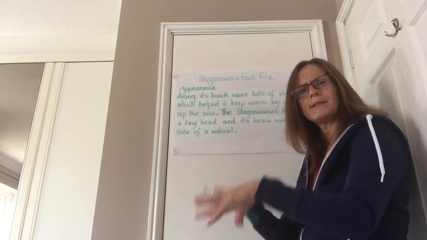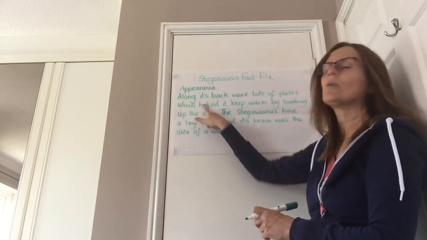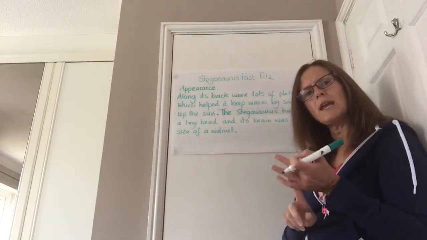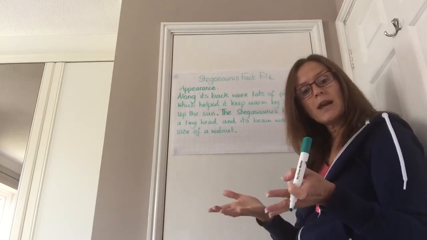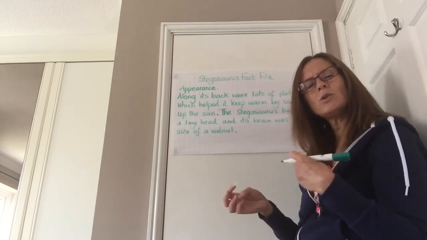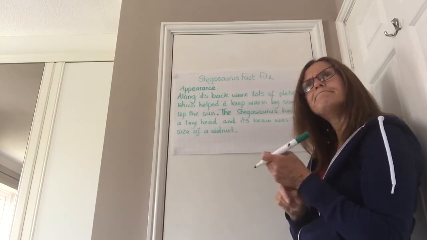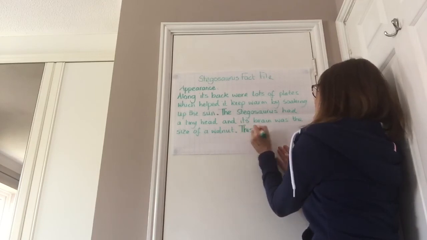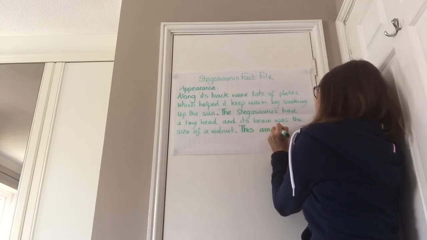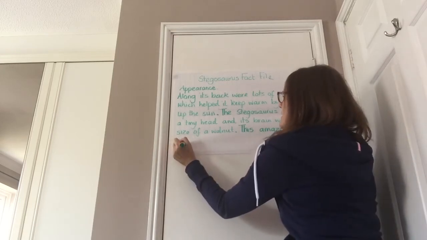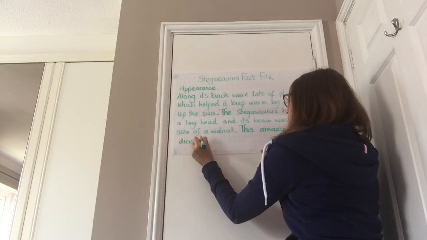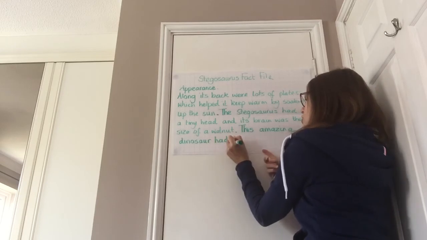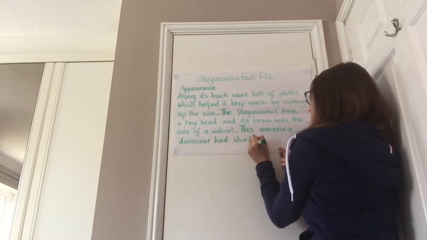So the last thing I want to write about it is its very short front legs. So I've started with along its back with that one, the Stegosaurus. Now how could I start this one? I'm going to start with this amazing dinosaur, this incredible dinosaur. This amazing dinosaur had short front legs.